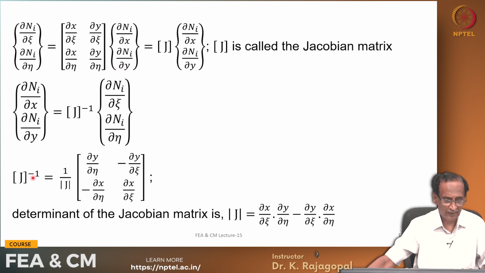Right, and the inverse of the Jacobian matrix is 1 by the determinant of the Jacobian times [dou y by dou eta, minus dou y by dou xi; minus dou x by dou eta, dou x by dou xi]. Okay. And the determinant of this Jacobian matrix is dou x by dou xi times dou y by dou eta, minus dou x by dou eta times dou y by dou xi. Okay. So this is also a very important quantity.